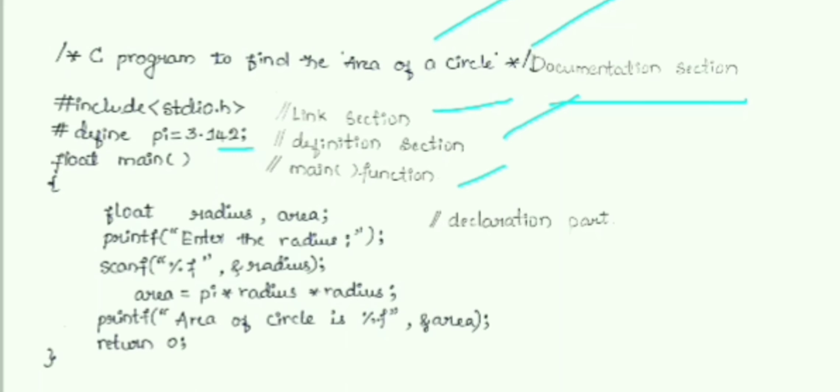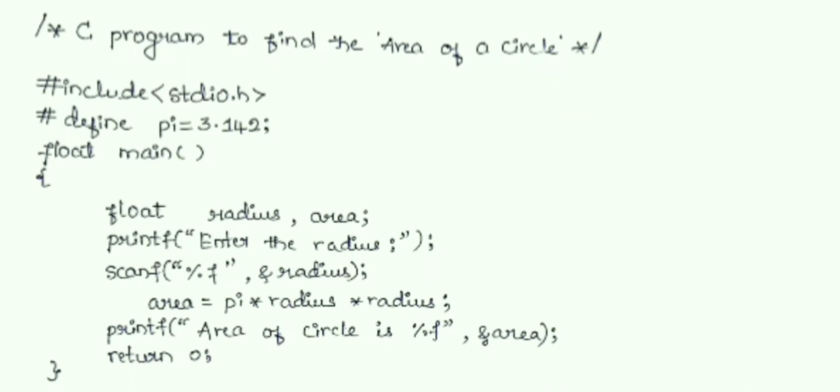Next is the main function. Here it will start the execution of the program, and here is the declaration part. You are declaring two variables, that is radius and area. One is to read the radius and one is to store the calculated value of area. And this is the program, how it performs. So two variables you are reading. One is radius, to read the radius value. One is to store the calculated area value.